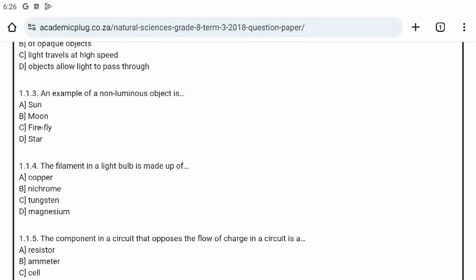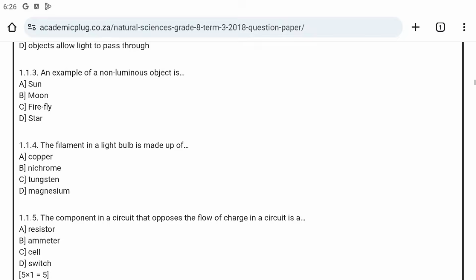1.1.3. An example of a non-luminous object is A, sun, B, moon, C, firefly, D, star.